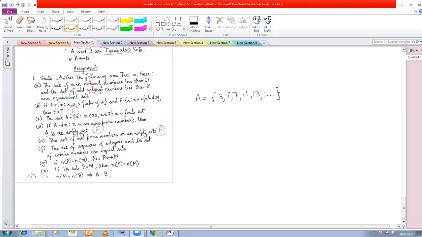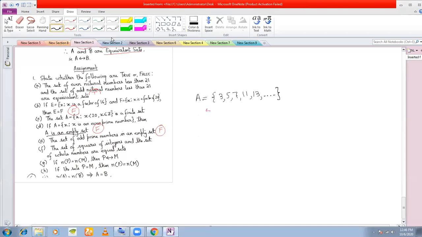It's an infinite set. So A is actually an infinite set. Very good. A is an infinite set. Since you cannot count the number of elements here, it's an infinite set.